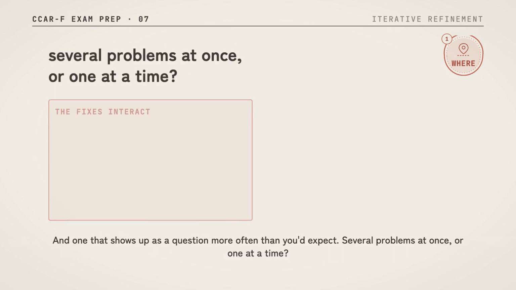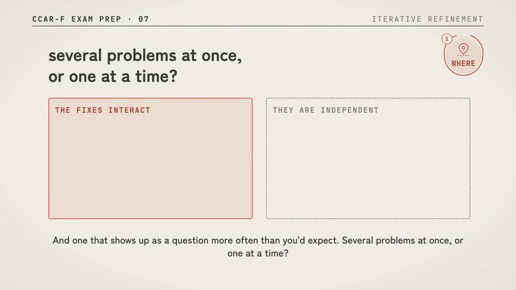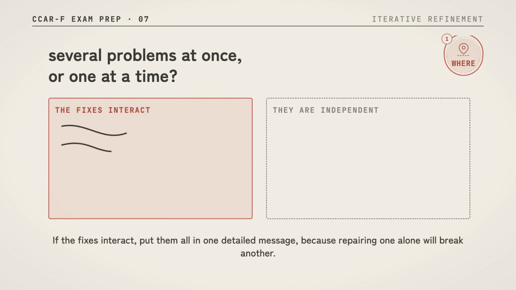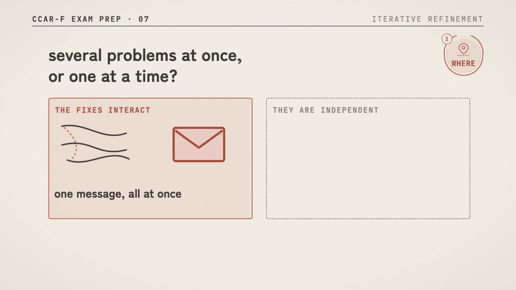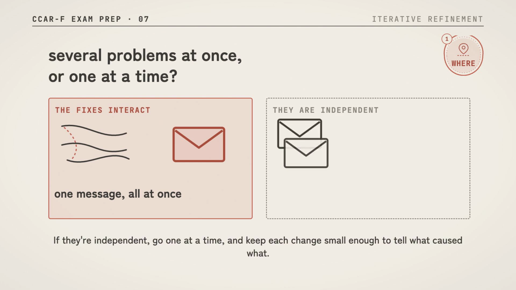And one that shows up as a question more often than you'd expect. Several problems at once or one at a time. If the fixes interact, put them all in one detailed message, because repairing one alone will break another. If they're independent, go one at a time and keep each change small enough to tell what caused what.